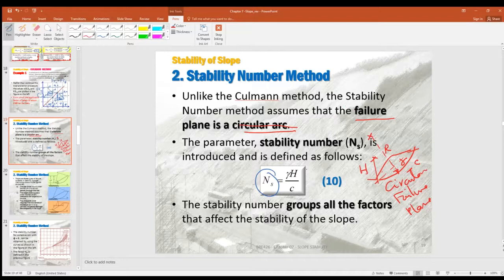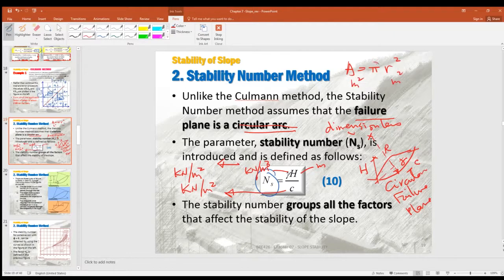Now, let me tell you the units. What's the unit for gamma? kN per cubic meter, and multiplied by 1 meter, what will we get? kN per meter square, right? And what about cohesion? kN per meter square. So Ns is dimensionless. It bears no unit, just like the area of the circle equals pi r square. If r is in meters, that's meter square, and pi equals 3.1416, which has no units. It's a dimensionless constant. Stability number is also dimensionless. Remember that. It bears no units.